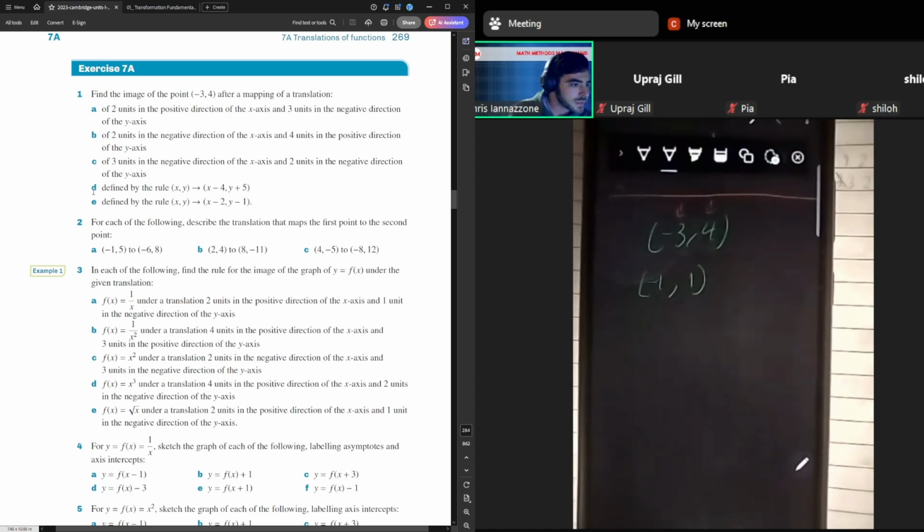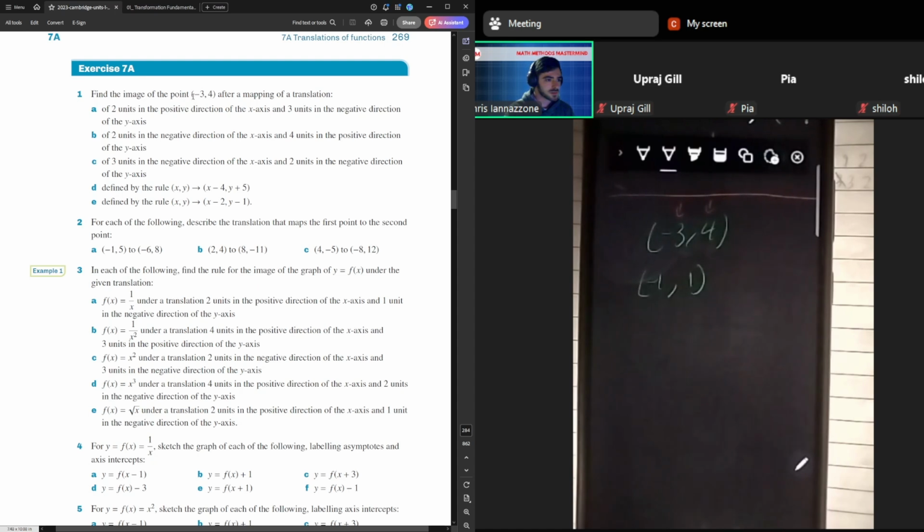That's exactly right. D is a little bit different, but this is the worded version in part A. D is just the mathematical version of that. Can anyone tell me what D is going to end up making the final point look like? -7, comma 9. Yeah, there you go.